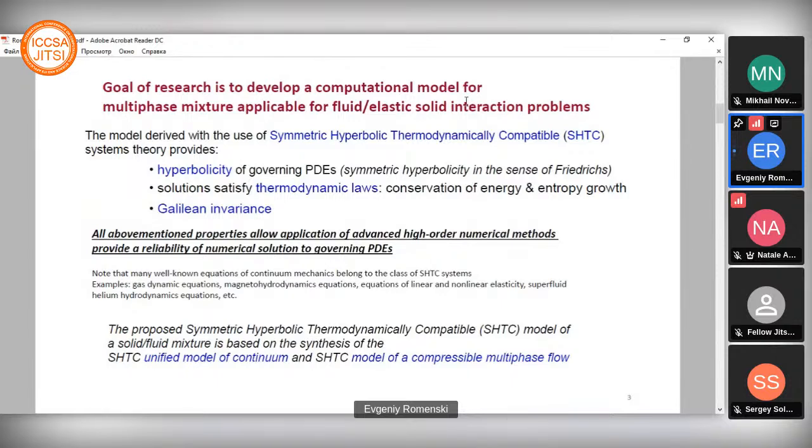I would like to note that many well-known equations of continuum mechanics belong to the class of symmetric hyperbolic thermodynamically compatible systems. Here examples are listed. These are gas dynamics equations, magnetohydrodynamics equations, linear and nonlinear elasticity equations, and so on. The SHTC model which we propose for the solid fluid mixture is based on the synthesis of the SHTC unified model of continuum and the SHTC model of a compressible multiphase flow.